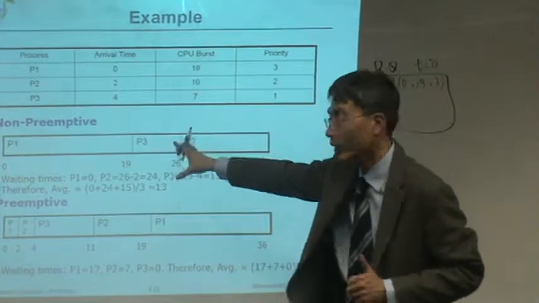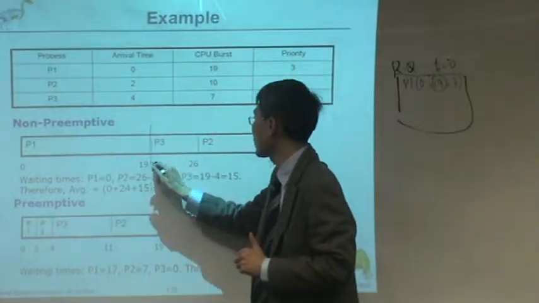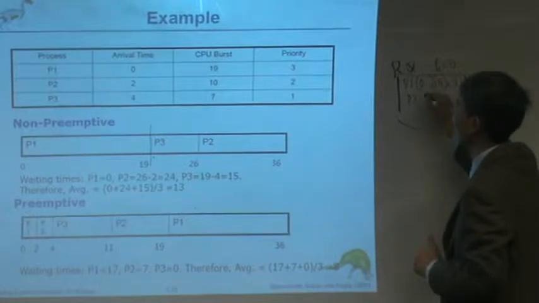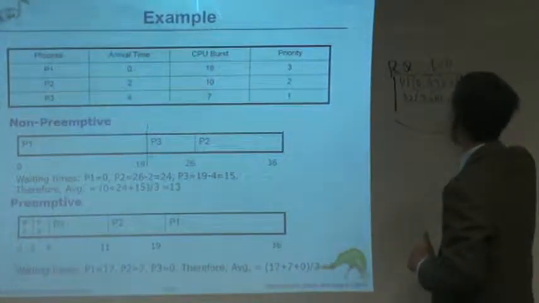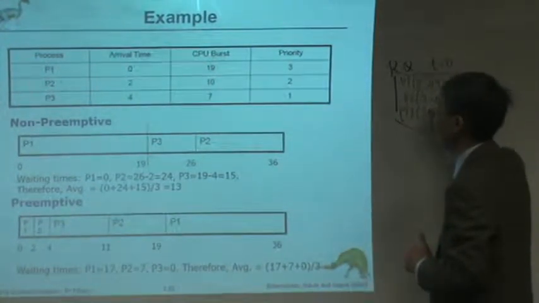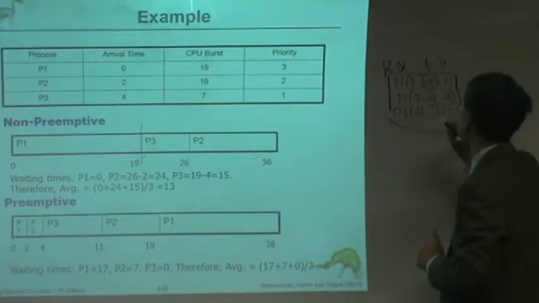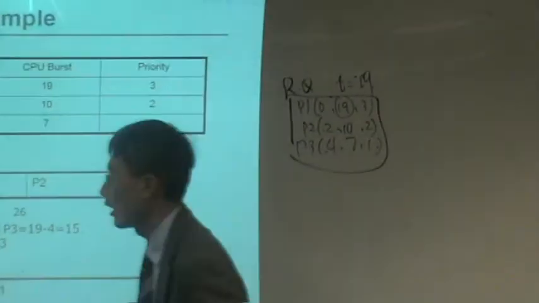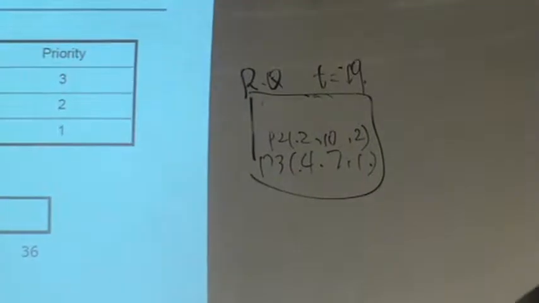Because it's non-preemptive, it will run until terminated, 19 time slots. Meanwhile, process 2 arrives at time 2 with CPU burst time 10 and priority 2. And P3 arrives at time 4 with CPU burst time 7 and priority 1. So at time 19, we do not have P1 because it's terminated, right?